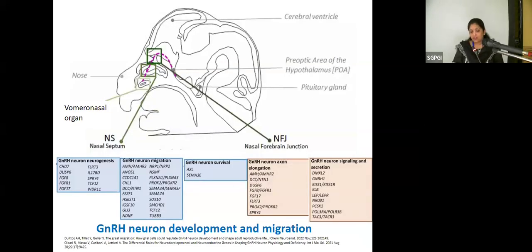As we know, the GnRH neurons develop in the nasal placode and then traverse to the median eminence. So the genes involved in GnRH neuron neurogenesis, migration, survival, axon elongation, and signaling and secretion are all causes of CHH. Around 50 to 60 genes have been discovered so far to be causative genes for CHH.